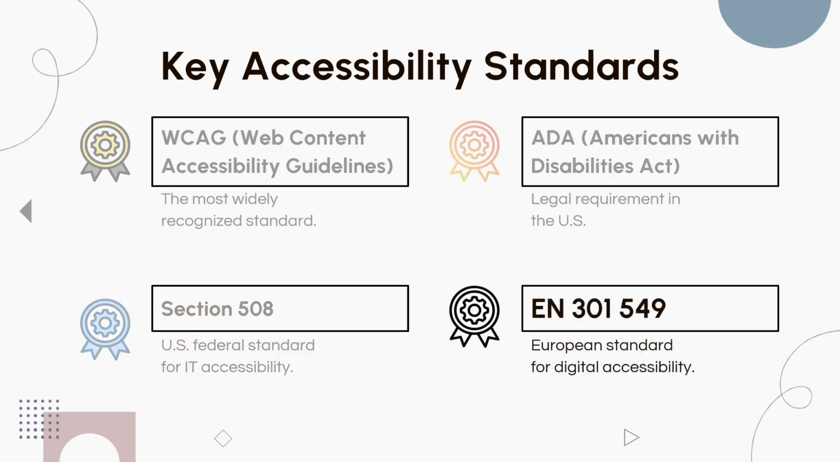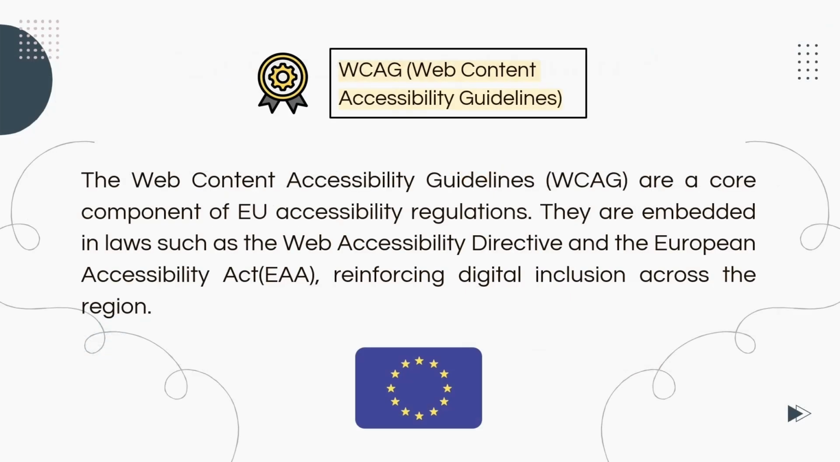In Europe, EN 301 549 sets the standard for digital accessibility, ensuring websites, mobile applications, and other digital services are accessible to all users. It applies across EU member states and aligns with the European Accessibility Act, EAA, which promotes equal access for individuals with disabilities. Web Content Accessibility Guidelines are a core component of EU accessibility regulations.